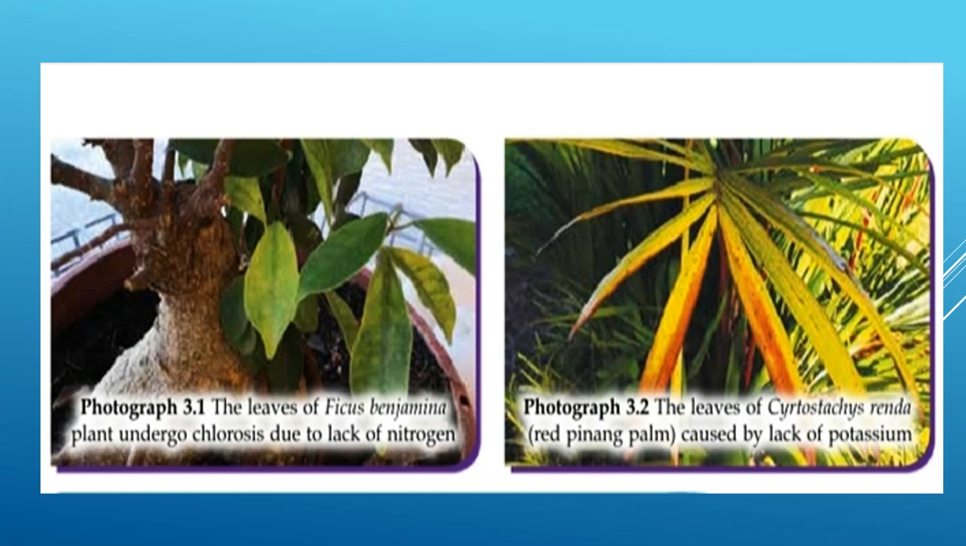Alright, so this is an example. In this one, the leaves of Ficus benjamina undergo chlorosis due to nitrogen deficiency. Okay, chlorosis, yellow. This one, the leaves of Cryptostachys renda, this red pinang palm, are affected due to potassium deficiency. Okay.